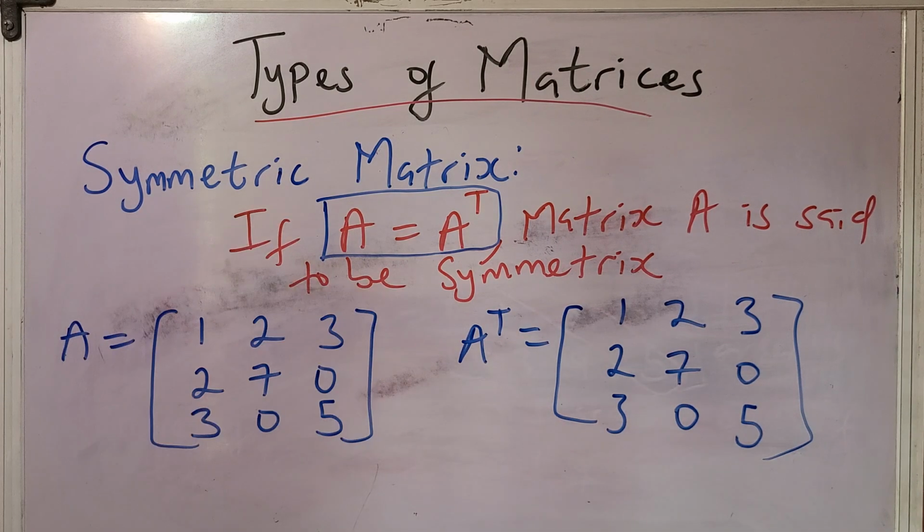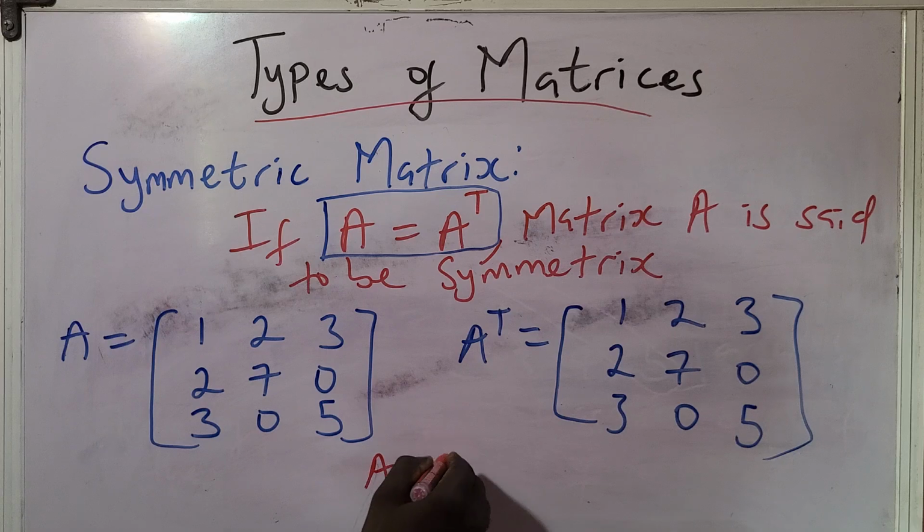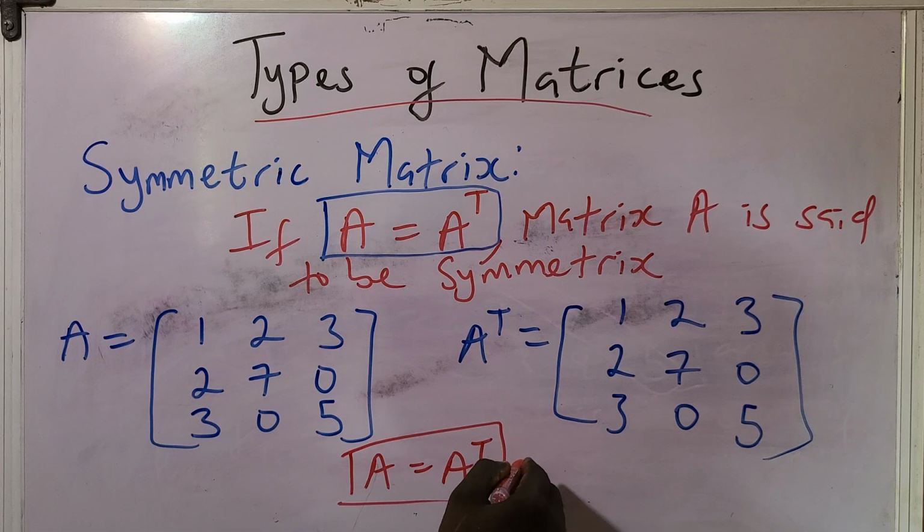Now if you can observe what you have right here, you can see that matrix A is equal to A transpose. Therefore, we conclude that A is symmetric.